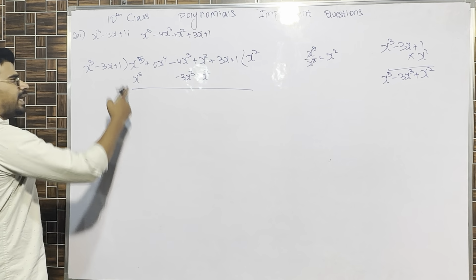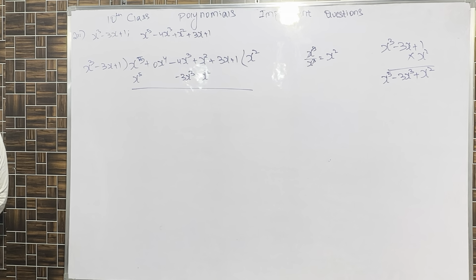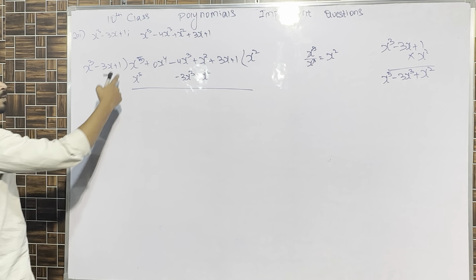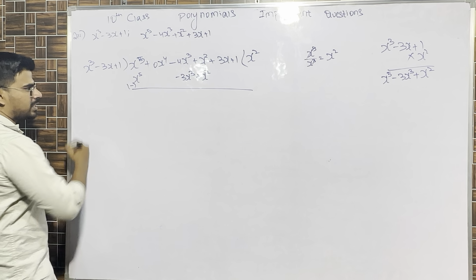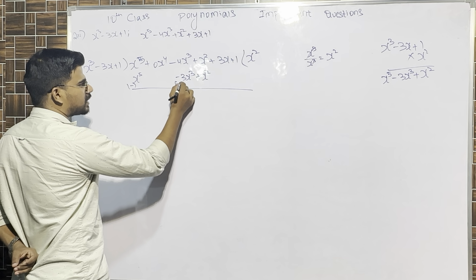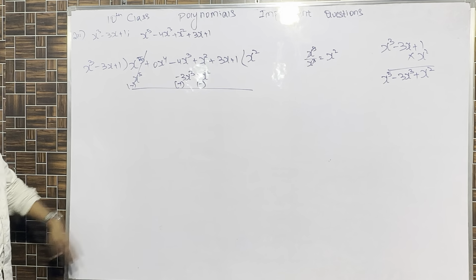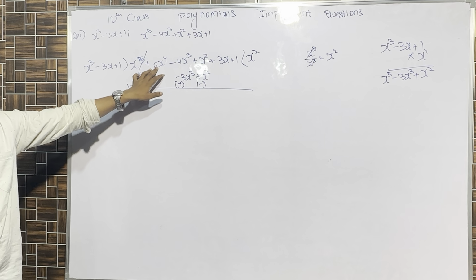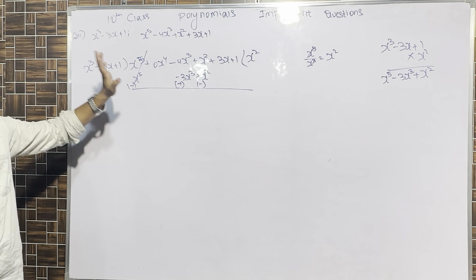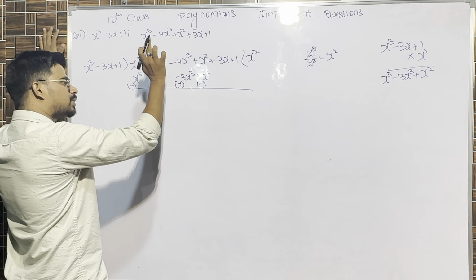Now x power 5, will they be cancelled? Directly they will not be cancelled. You have to change the signs. X power 5 is plus, here we have to make it minus. This is minus, it will become plus. This is plus, it will become minus. So plus x power 5 and minus x power 5 cancel. 0x power 4 we've written for our convenience, but it was of no use, so leave it like that only. 0x power 4 is nothing but 0.